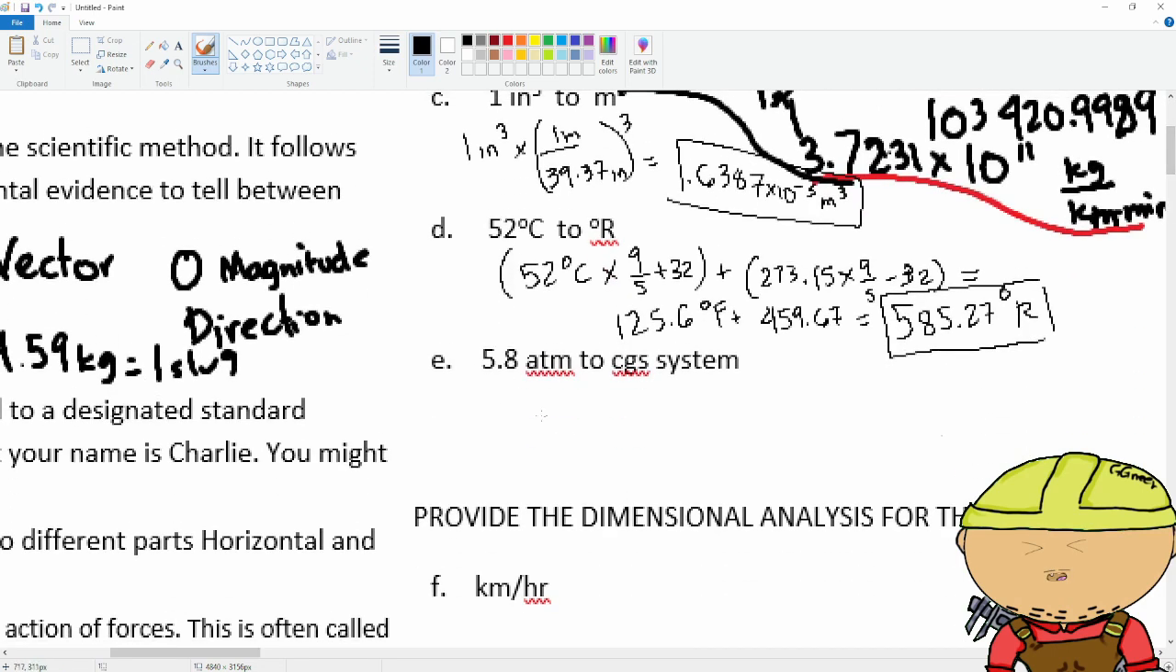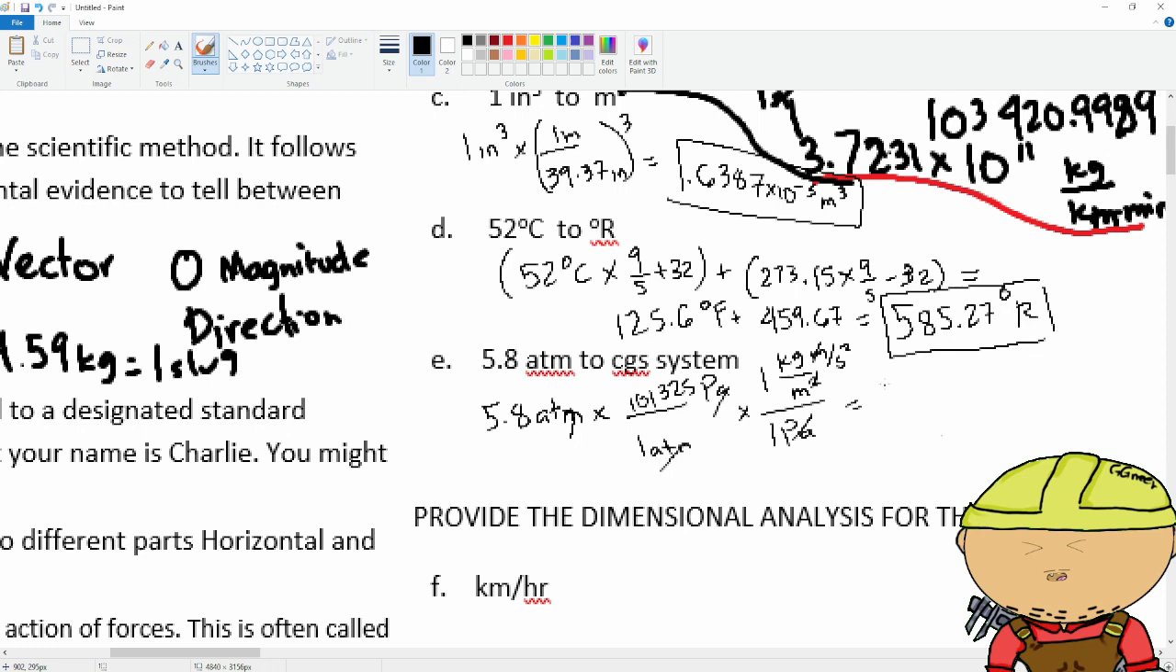ATM to CGS system, 5.8 ATM. CGS system is a unit for SI. So we're just going to convert that. 1 ATM is 101,325 Pascal. We're just going to convert that to Pascal first. Then 1 Pascal is 1 kilogram meter per second squared. That's Newton. Then meter squared at the bottom. Cancel meter squared, cancel Pascal, cancel ATM.